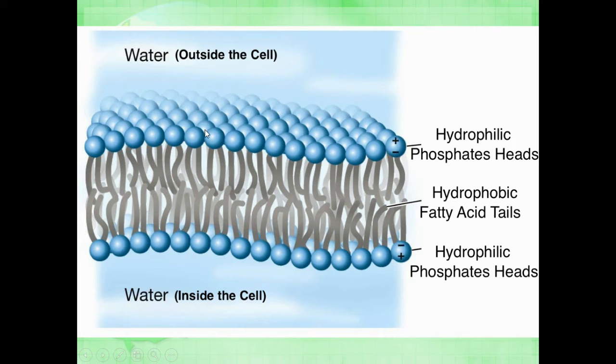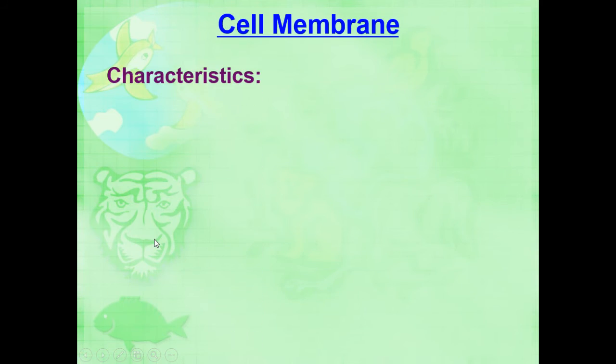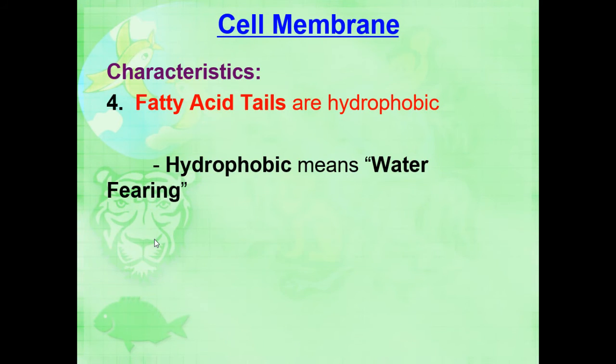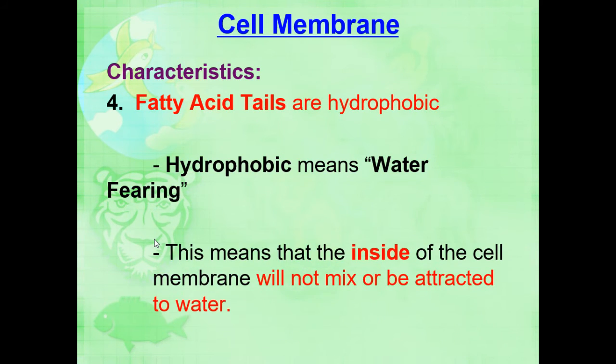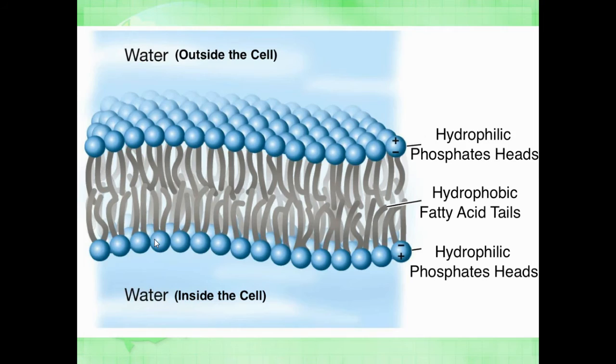So we've talked about the little blue balls, that is the phosphate heads. The fatty acid tails are hydrophobic, which means that they are water-fearing, and this means that the inside of the cell membrane will not mix or be attracted to water. The inside of the cell membrane is those gray little spaghetti noodle stick-like things.